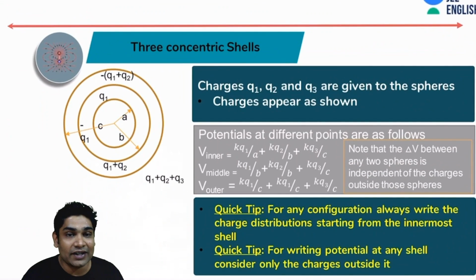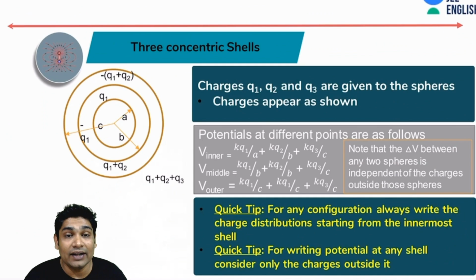Now you have three concentric shells of radii A, B, and C, and these are given charges of Q1, Q2, and Q3. You can see in your diagram that the innermost shell of radius A gets the entire charge Q1 on its outer surface. So because of that, the inner surface of the middle shell gets a charge of minus Q1. Now, to allow charge conservation, the outer surface of the middle shell will get a charge of Q1 plus Q2.